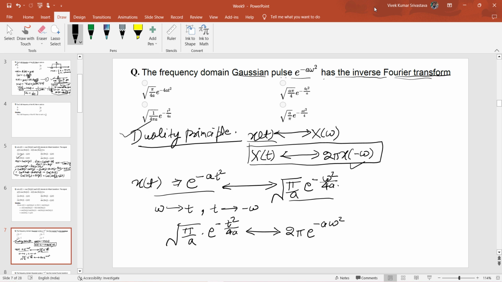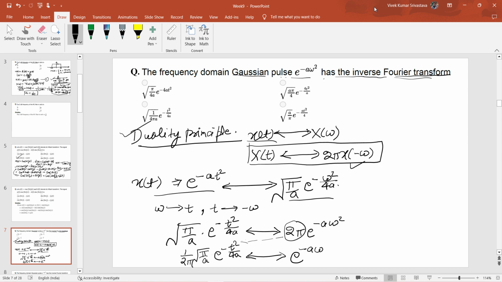Now we can take this 2 pi to the left hand side. So this we can write as 1 over 2 pi into root over pi by a into e raised to the power minus t square by 4a, which will be equal to e raised to the power minus a omega square. Now we can solve this equation further. Once you solve, you will get root over 1 by 4 pi a into e raised to the power minus t square by 4a.